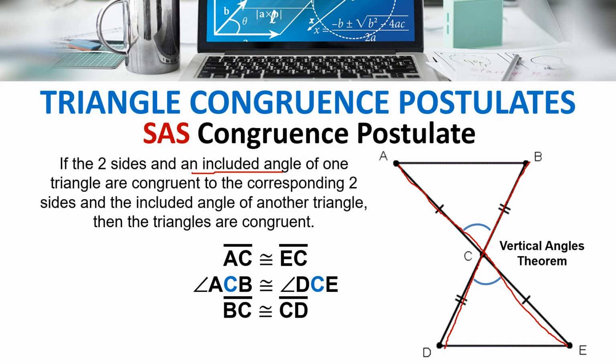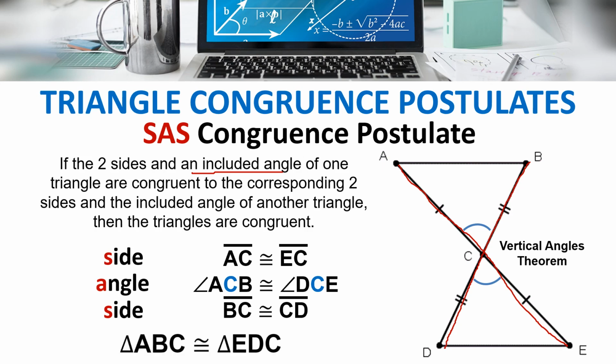Ayan. Okay, so, we have side, angle, side. Okay, so doon ang galing yung SAS. Okay, so, again, hindi na natin kailangan yung 6 pairs of congruent parts. Even with SAS, pwede na nating makonclude na triangle ABC is congruent to triangle EDC. Ayan.